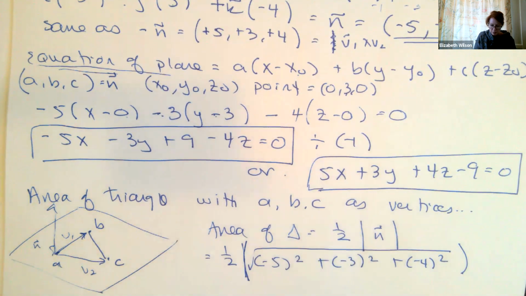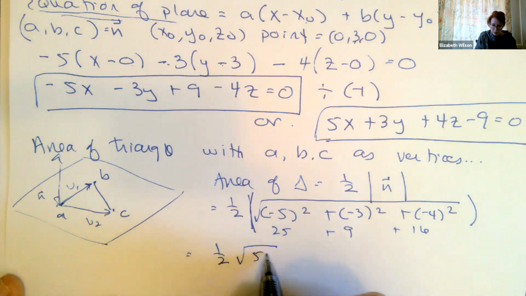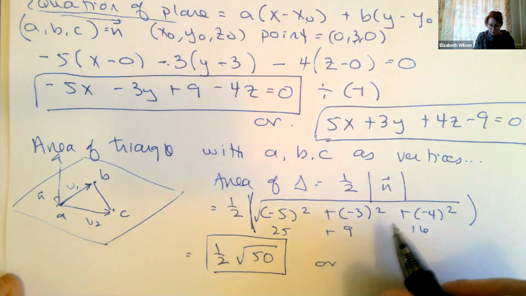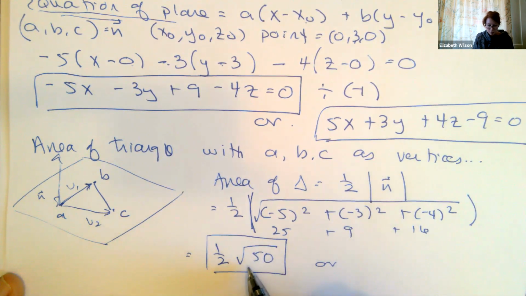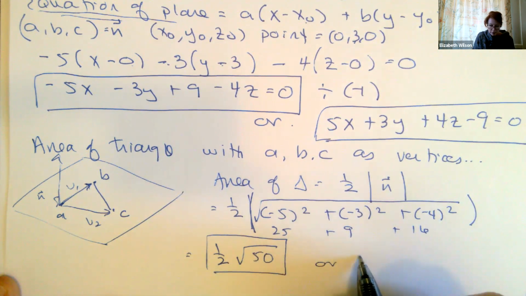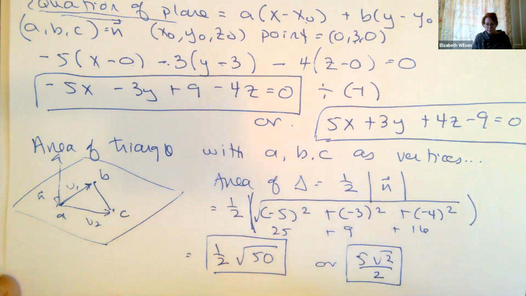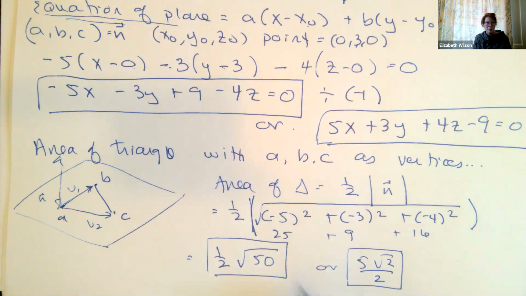Okay, so this is 25 plus 9 plus 16 square rooted times 1/2. This is going to give me 1/2 times radical 50. And you can leave it like this, totally fine. Or you can simplify it, factoring out 25 times 2. So it's going to be 5 radical 2 over 2. Either way, this is totally fine. If you think you might make a mistake, because we'll have to take off points if you do this part wrong, leave it like that.